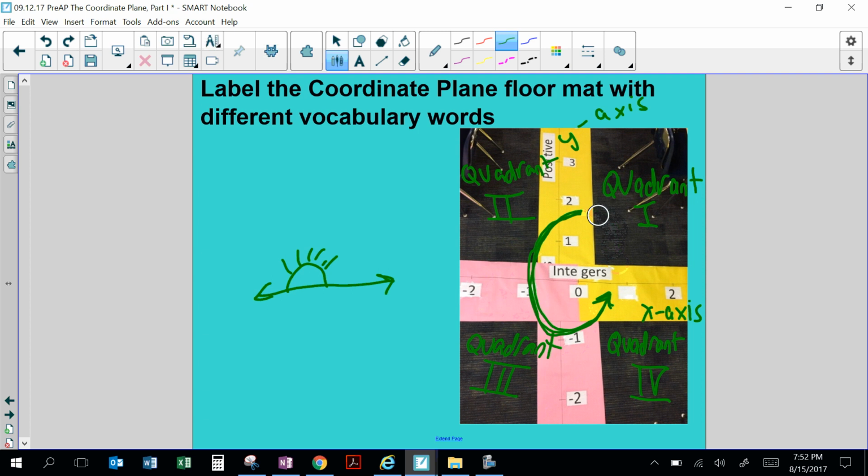So next label. The next label is origin. Think about the word origin. Whenever your parents are filling out InfoSnap or a passport form, one of the questions is, what is your place of origin? That is, where are you from? Where's your place of birth? So where do you think is the starting point of the coordinate plane? Hopefully you said it's right here. It is. Origin is (0, 0).